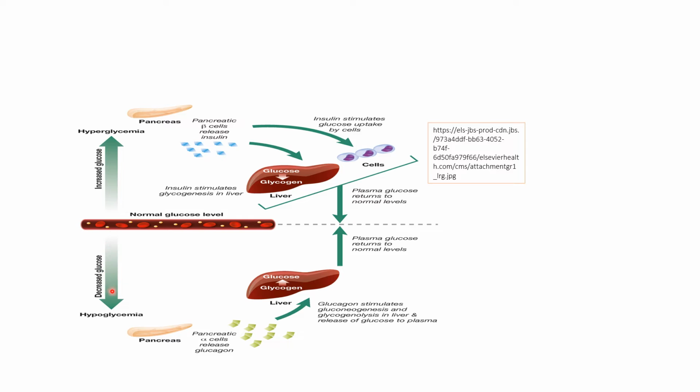During decreased level of glucose, which means hypoglycemia, the pancreatic alpha cells will release the glucagon, and it also signals the liver, and the liver will convert the glycogen into glucose, and also the liver produces new glucose from amino acids, fats and proteins, and moves the glucose into the plasma, into the blood, and then the blood glucose will return to normal.